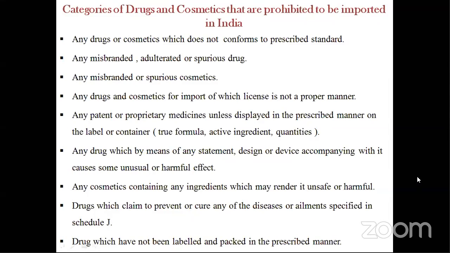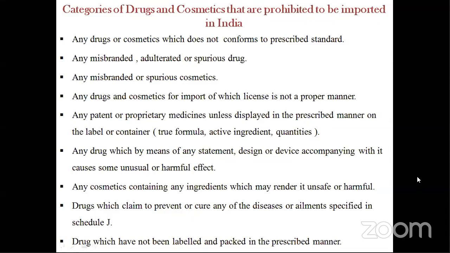Drugs which claim to prevent or cure any disease or element specified in Schedule J. Schedule J means drugs claimed to prevent or cure any disease. The drug is claimed to cure the disease or other problems, but during the test it is not working properly. At that time it should also be rejected under Schedule J.